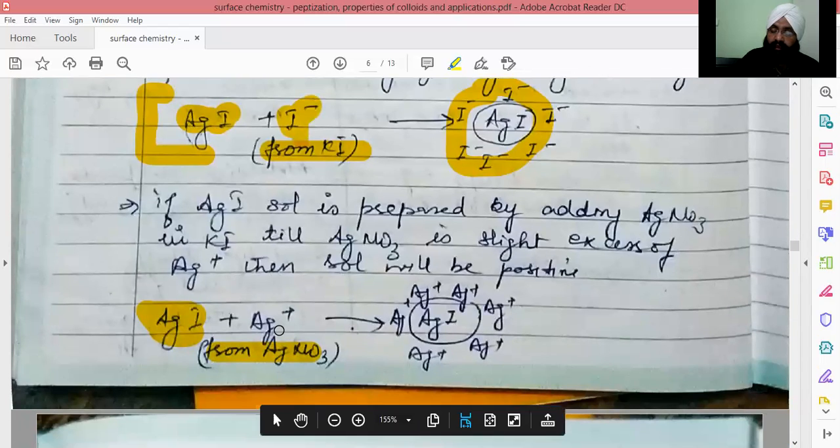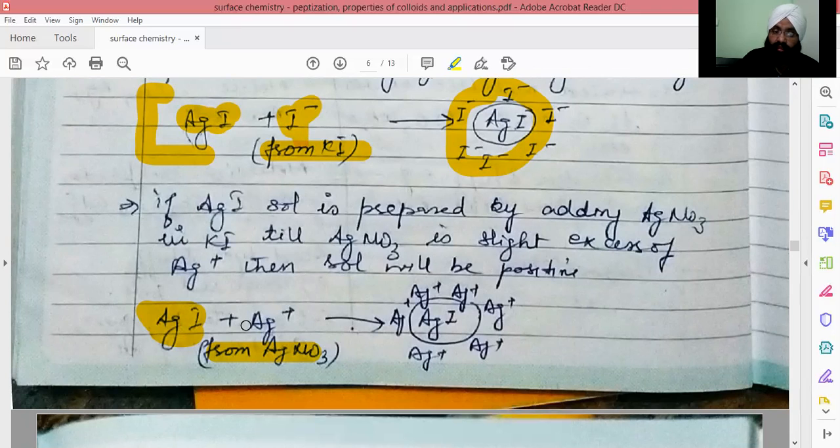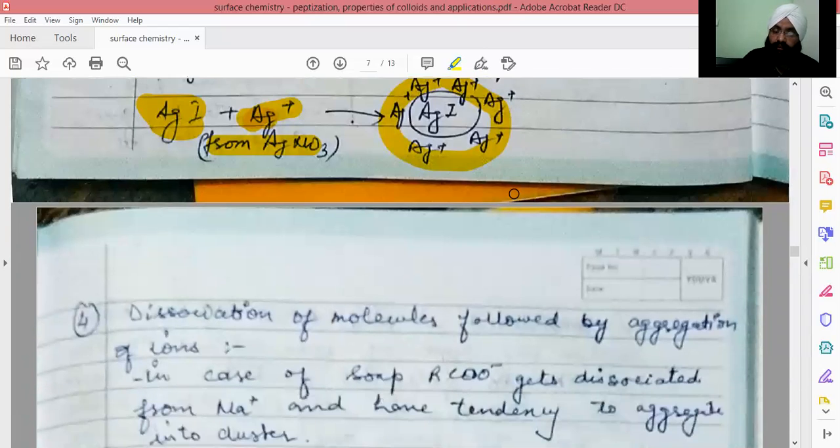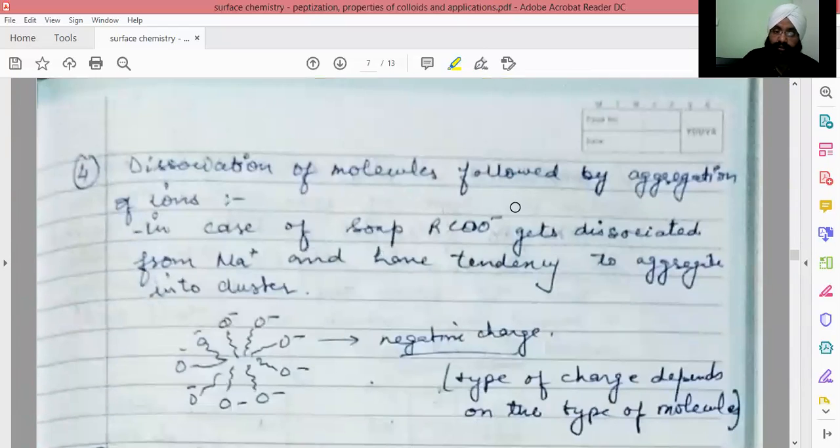In the other case, we are adding silver nitrate to the potassium iodide. We'll add until it is slightly in excess in silver ions. So which ions are in excess now? Silver. So they are going to be adsorbed. They are common to the colloidal particles. So this is how they get the charge by preferential adsorption. Now the next method is dissociation of molecules followed by aggregation of ions.